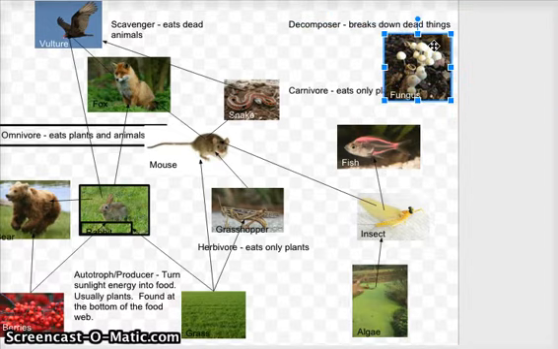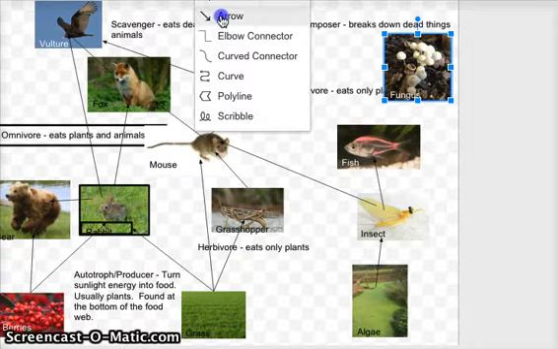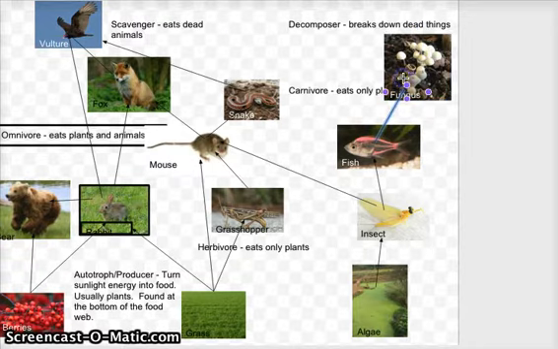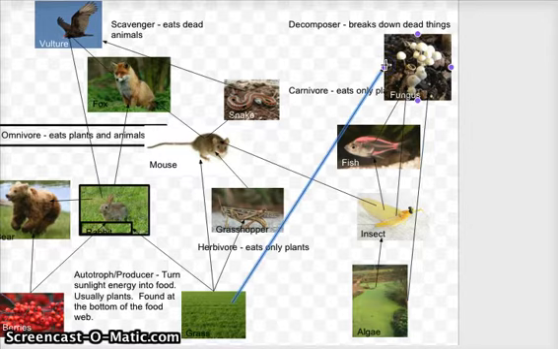Alright, they break down dead things. So this fungus breaks down dead things. These mushrooms you'll often find on dead trees, and they don't really eat, they break them down slowly and recycle the nutrients back into the soil. So they'll have arrows coming from a whole bunch of things.